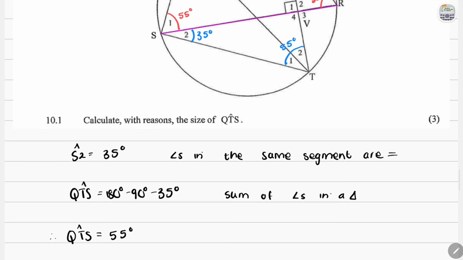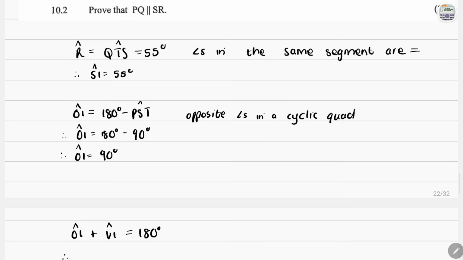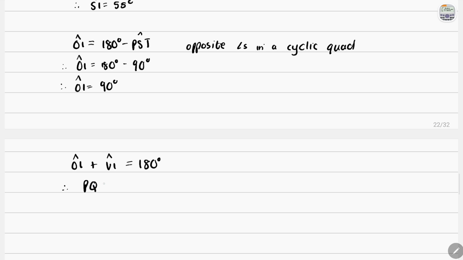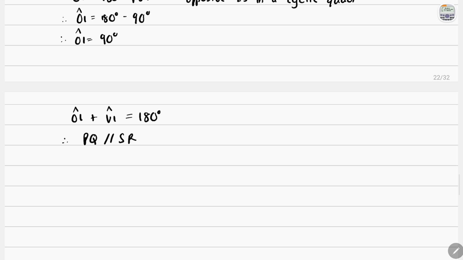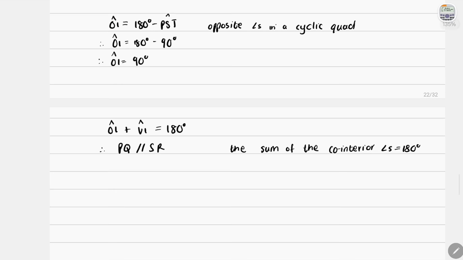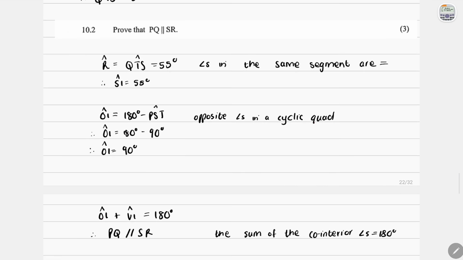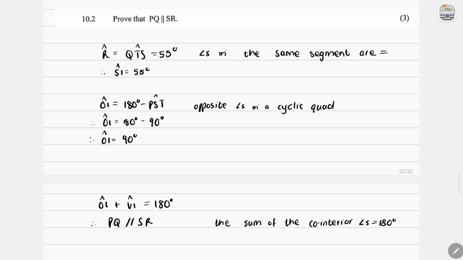And then we can finally conclude that these two lines are parallel. So because they add up to 180 degrees, it means that PQ really is parallel to SR because the co-interior angles added up to 180 degrees. Therefore, the lines are parallel. Okay, so there we go. And that is how we find that. And that is it for that question. Moving on to the next question.